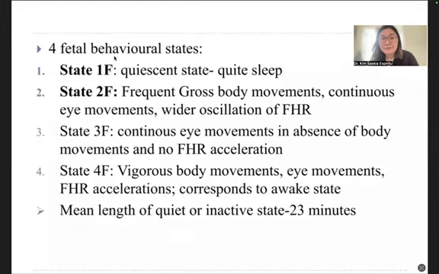We have state 1F. This is the quiet sleep or the quiescent state. State 2F is frequent gross body movement, continuous eye movements with wider oscillations on the fetal heart rate. State 3F is continuous eye movement in the absence of body movements and no fetal heart rate accelerations. State 4F has vigorous body movements, eye movements, and fetal heart rate accelerations, which corresponds to the awake state. The mean length of the quiet or inactive state is 23 minutes.